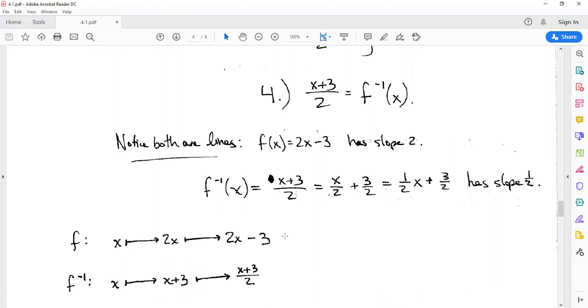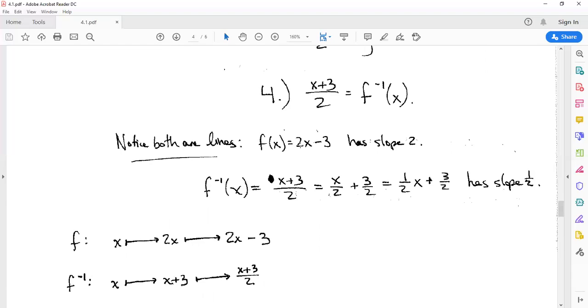And so then how are we going to undo this? Well, we'll undo each step at a time, starting from the end one. So how do we undo this subtracting 3? We'll add 3. So f inverse will start with an x and add 3 to it. And then how will we undo this multiplication by 2? We'll divide by 2. And so f inverse then takes that x plus 3 that it had and divides by 2.